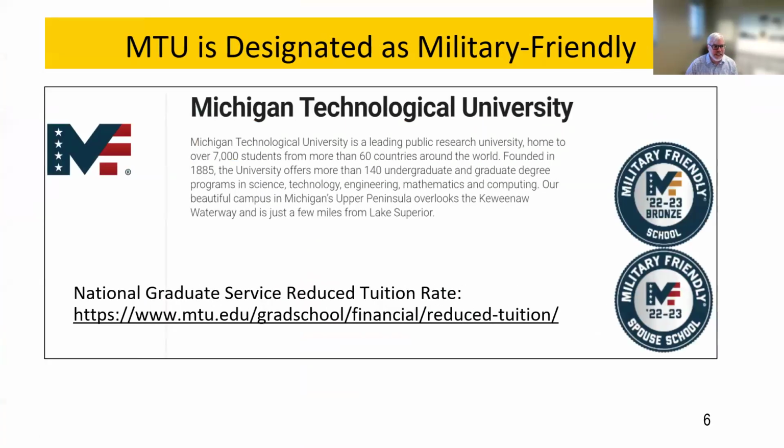So a little bit more about Michigan Tech. Another point of pride is that we're designated as a military-friendly campus. On this slide, we have a link to something called the National Graduate Service Reduced Tuition Rate Program. I won't dwell on that too much here today, but just want to mention that this is available. It is available to military veterans, current personnel, former AmeriCorps volunteers, returned Peace Corps volunteers. So a lot of different folks may be eligible for this program, which represents about a 30% savings off standard graduate rates. So it really is a great opportunity, and again, a point of pride about Michigan Tech that we want to mention today.